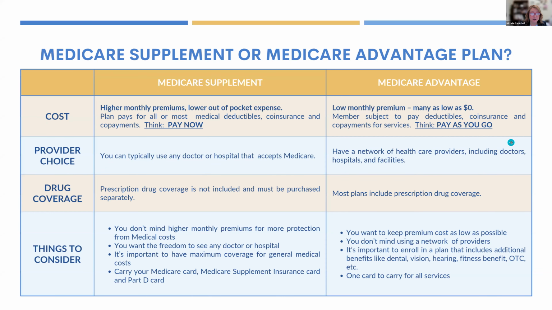So again, the difference between Medicare Supplement and Medicare Advantage: Medicare Supplement is typically going to have higher premiums, but you're going to have lower out-of-pocket costs as you use the coverage. Think of it as pay now. Whereas Medicare Advantage typically has lower premiums, sometimes as low as zero. We have many zero-premium plans, but then you're going to have deductibles, co-insurance, and co-payments as you go. So that's a pay-as-you-go kind of plan.